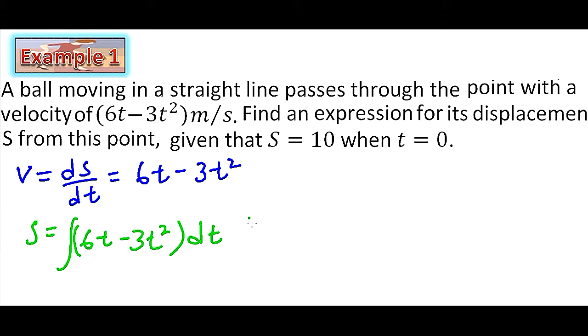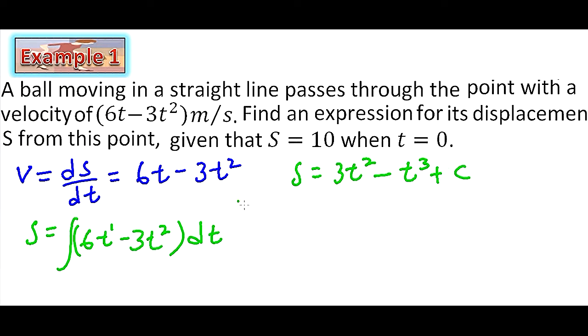When you integrate this, you get s equals 3t squared. That is, we add 1 to the power of t, which is 1, and we divide by 2, so 6 divided by 2 is where we get 3. Minus, here we add 1, so it will be t cubed divided by 3, so the 3 and 3 cancel, and we are left with t cubed, plus c, that is a constant.